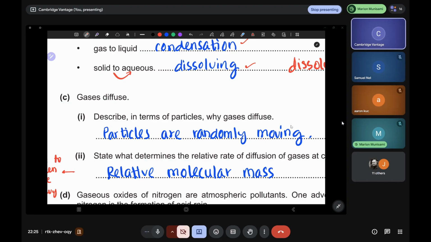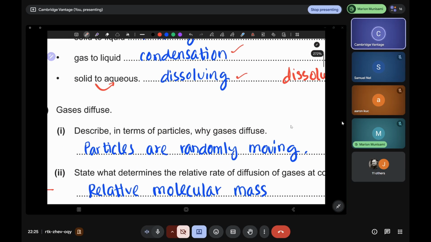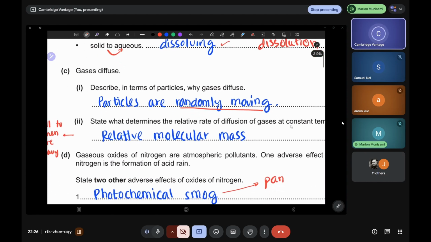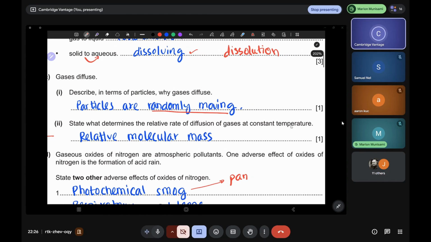But yes, since we are saying that here the particles are moving from lower concentration to higher concentration, the fact that the gas particles are always in constant motion helps the gas particles diffuse. So over here you just write the particles are randomly moving. It's important you write randomly moving. And then the next part, state what determines the relative rate of diffusion of gases at constant temperature.